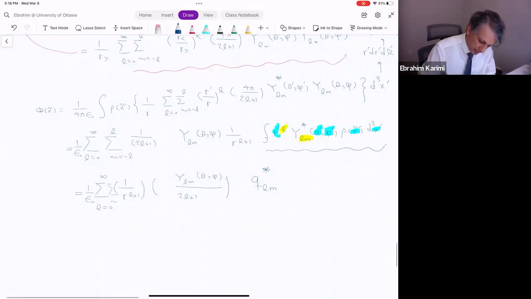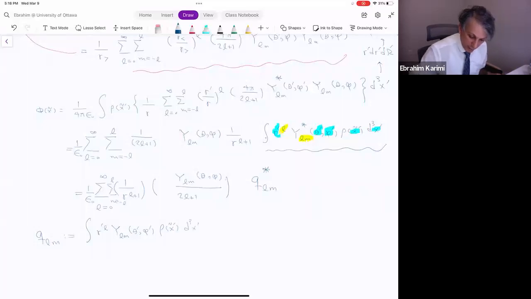Of course, there's a sum over m from minus L to plus L. QLM indeed is defined as the integral of r prime power of L, YLM of theta prime and phi prime, rho of x prime, d3x prime. We also call this the multipole expansion.